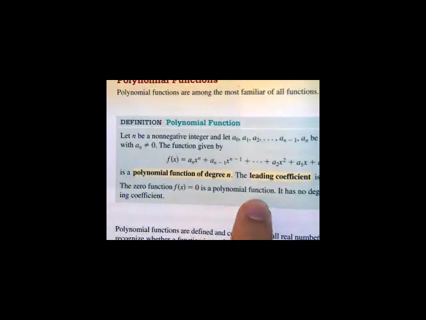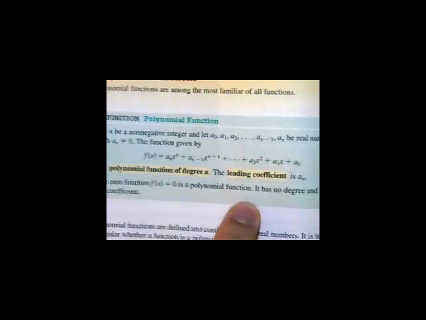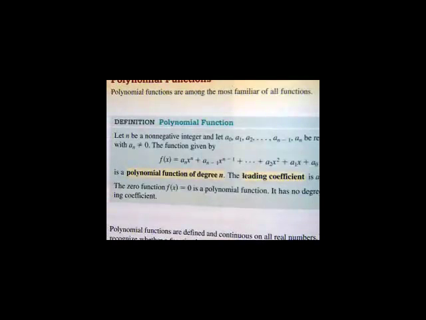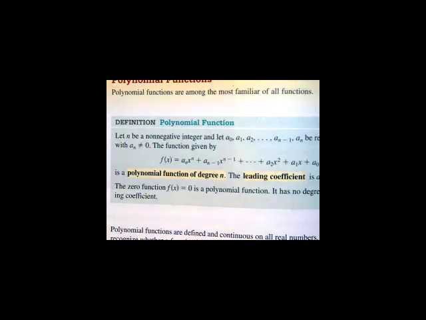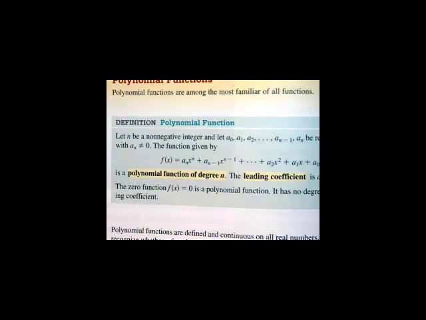It does make note here at the end, the 0 function, f of x equals 0, is a polynomial function. It has no degree and no leading coefficient. So if the coefficient is 0, it's still technically a polynomial function because it still fits the definition. It's just that all these little a's then would be equal to what? What would every coefficient be? 0, right? So if every single coefficient is 0, then you have what's called the 0 function, which is still a polynomial. It has no degree and no coefficient at that point, but it still technically works.